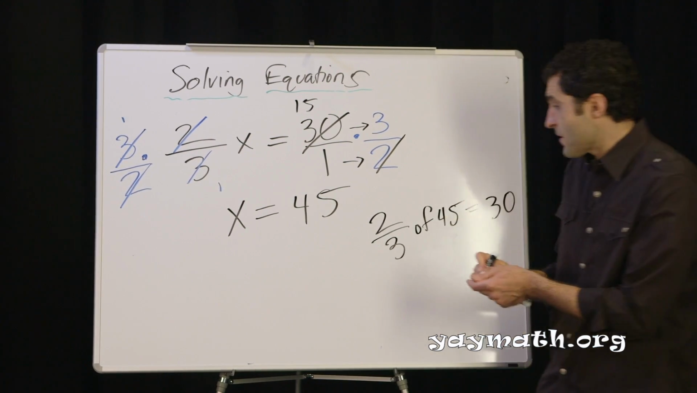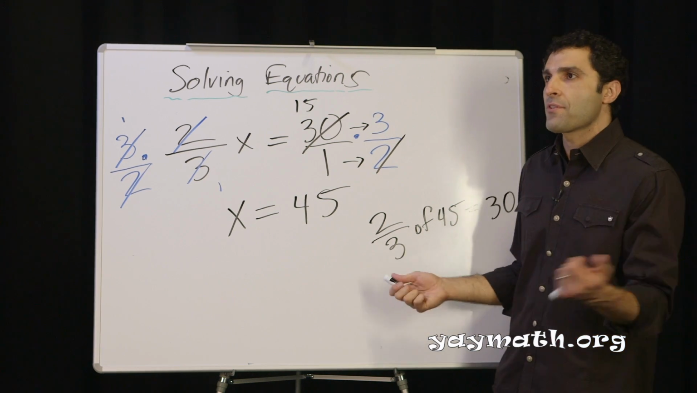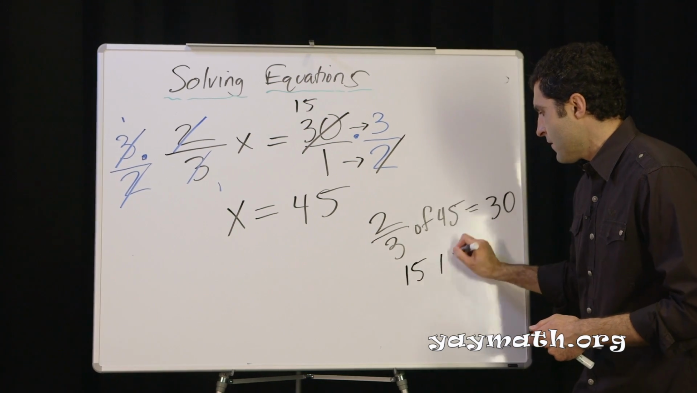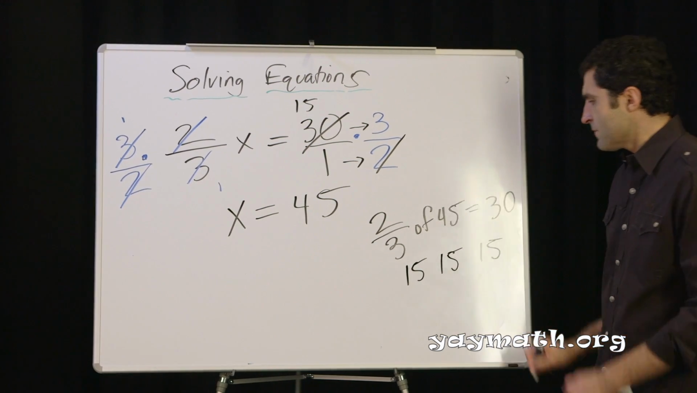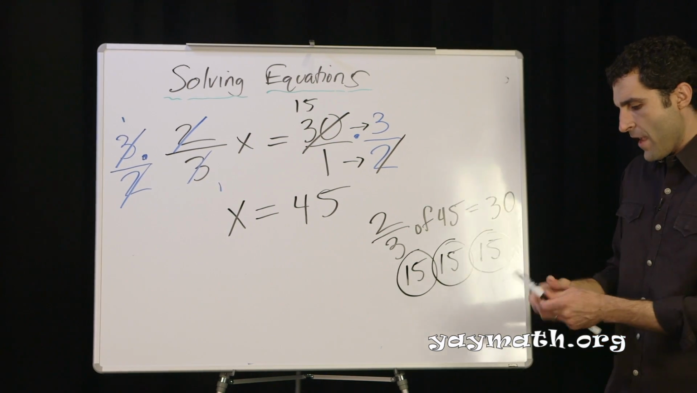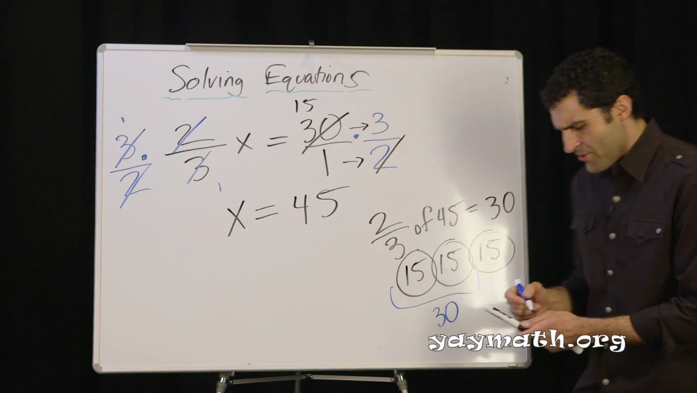Like if you're at a store and something costs 45 bucks and it was on sale for 2/3 of that price, basically each third is 15, 15, 15, 15. If each third is 15, there it is. 2 of them are these 2, and there's your 30. It's just kind of cool, right?